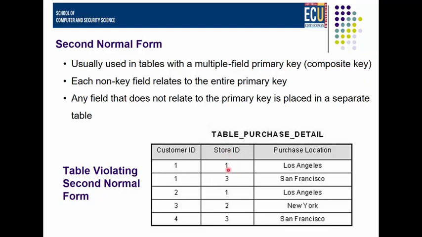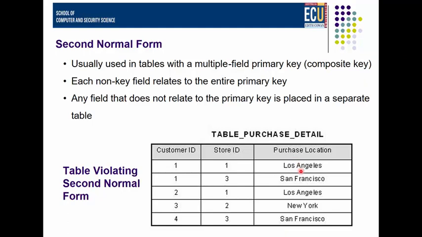These two are candidate keys, and this is an alternate key. This cannot be a primary key. So we have a compound key over here: customer ID and store ID together represented as a primary key. And we have this third field, which is Los Angeles.